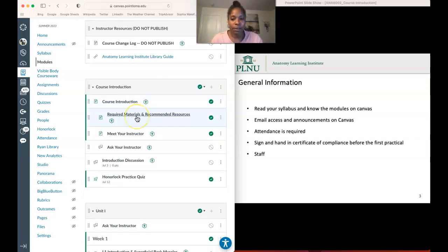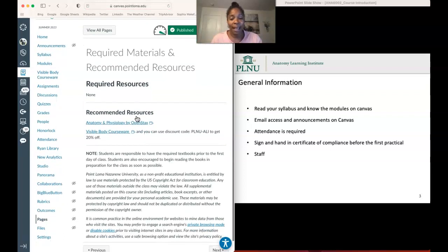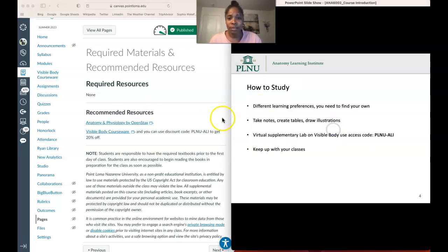You can look here and see what required materials and recommended resources are for this class. And so I must say this is the first year I have to get used to this, where we're not requiring an actual textbook for this course. So I have to get used to this. I'm sure y'all are all going to have to get used to this too. So I'm going to skip to the next slide, and I'm going to tell you the justification for this.